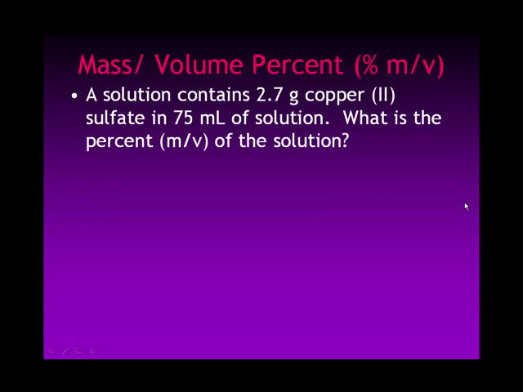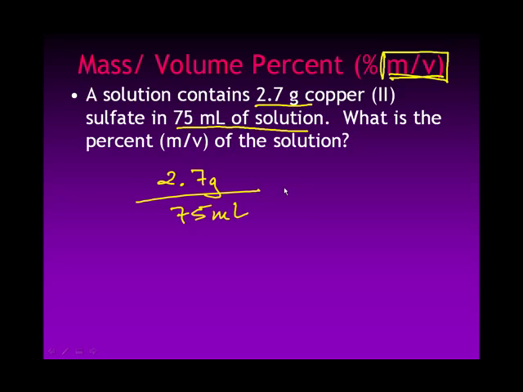For mass per volume percent, you don't have to worry about whether or not you add something, okay? This here tells you exactly what you're going to do. You are going to do mass divided by volume. So a solution contains 2.7 grams of copper 2 sulfate. Well, there's my mass divided by my volume of solution, 75 milliliters, times 100. That's all there is to these here. And we calculate that out, and it works out to 3.6%.